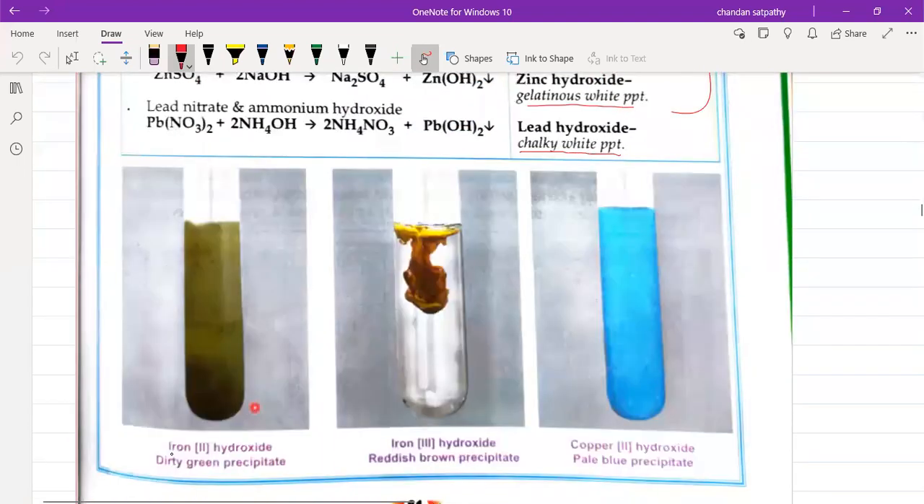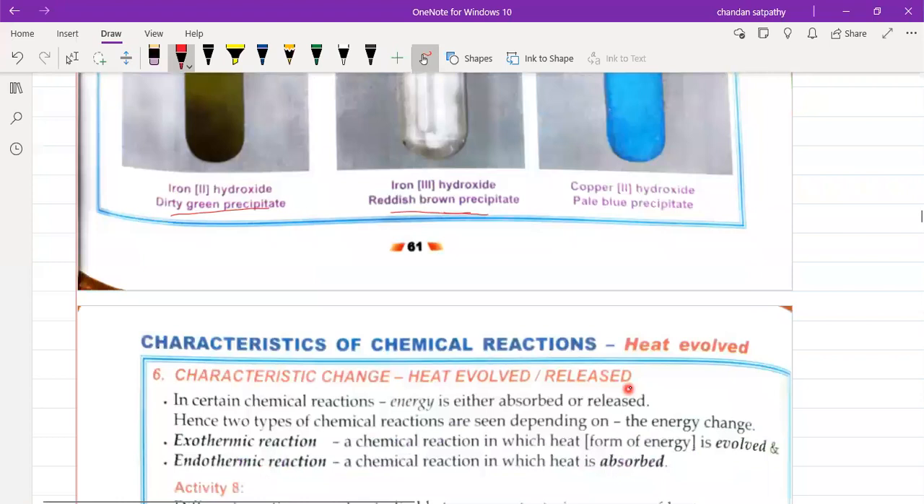Okay, here some colors are given. You see, iron hydroxide is having dirty green precipitate. Iron 2 hydroxide is dirty green. Iron 3 hydroxide is reddish brown precipitate. And copper hydroxide is having pale blue precipitate. So these are the colors of the precipitates.